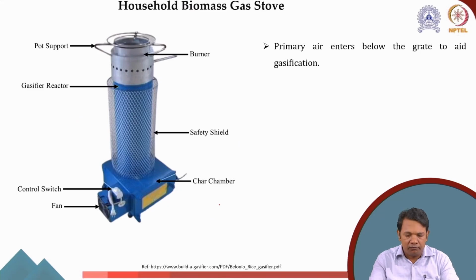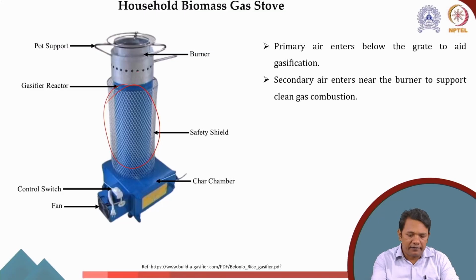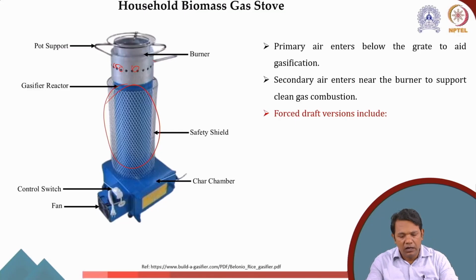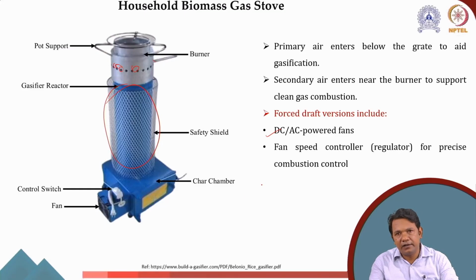So what happens once this is filled with the biomass, the primary air will enter through the bottom grate to add on to the gasification, and secondary air will come here to add into the clean gas combustion. Now, the forced draft has either DC or AC powered fans, and typically a fan speed controller or regulator like we have in the houses. How do we control the speed of the fan? Similarly, we can control the speed of this fan, and accordingly we can control the gasification rate.